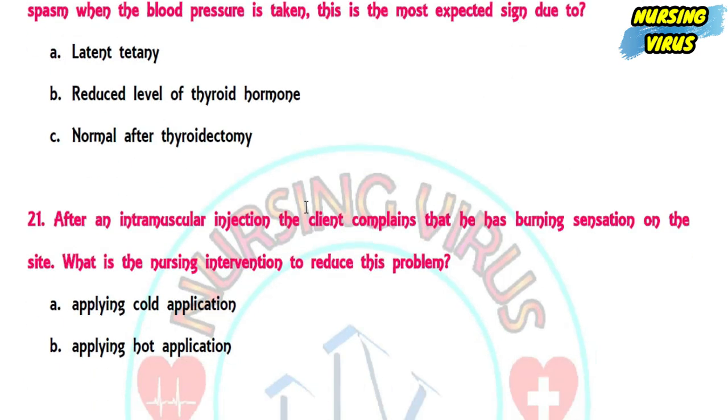So the next one: after an intramuscular injection, the client complains that he has a burning sensation at the site. What is the nursing intervention to reduce this problem? One option is applying a cold application. Another one is applying a hot application.